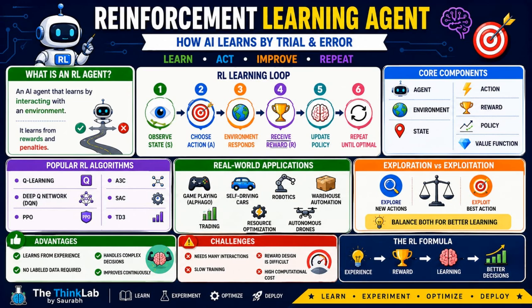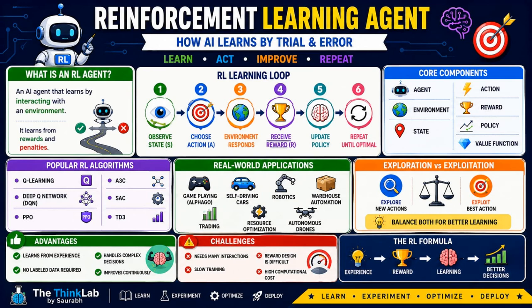So there are four main components. Let's understand the four important components. First is the agent. The agent is the learner or decision maker. It could be a robot, a software program, or even a game-playing AI. The second is the environment. The environment is everything around the agent. It responds to every action taken by the agent.